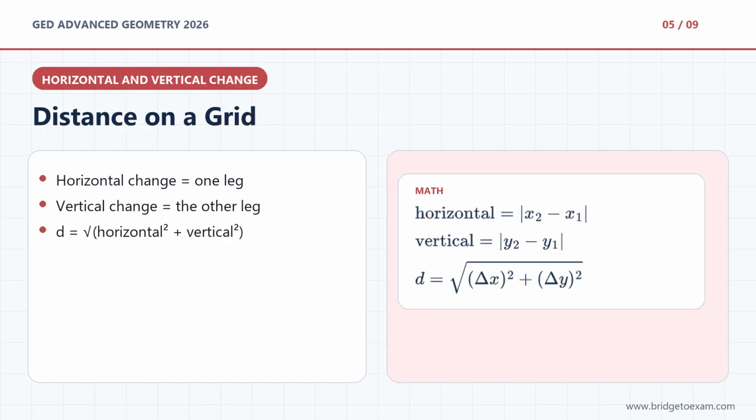Here is a beautiful idea. The distance between 2 points on a grid is just the hypotenuse of a right triangle. The horizontal change, how far you move left or right, is one leg. The vertical change, how far you move up or down, is the other leg. So the distance formula is really the Pythagorean theorem in disguise. D equals the square root of the horizontal change squared plus the vertical change squared.